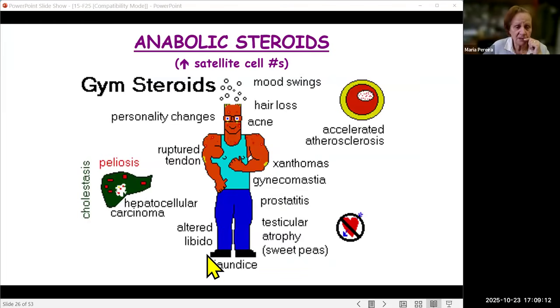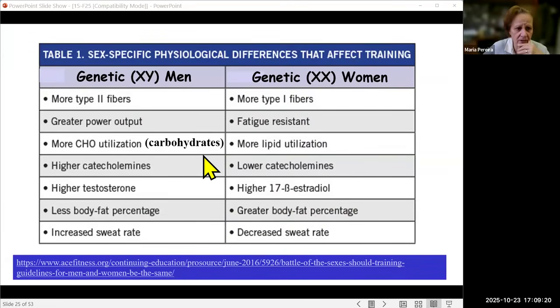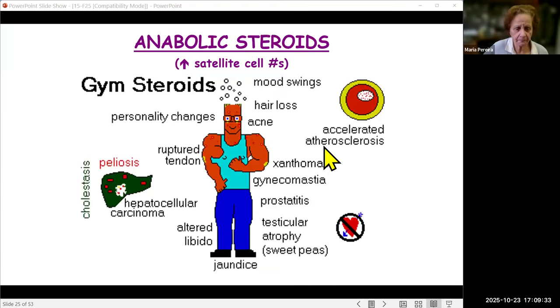Okay, so can you increase the size of the muscle fibers? Here you can look at this chart showing the difference between genetic men and genetic women in types of muscle fibers that are preponderant. So what do anabolic steroids do? They increase the number of muscle cells by increasing satellite cell numbers. Remember, satellite cells are the cells that are the precursor of skeletal muscle fibers.